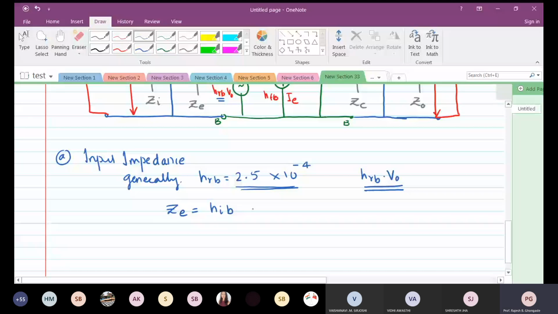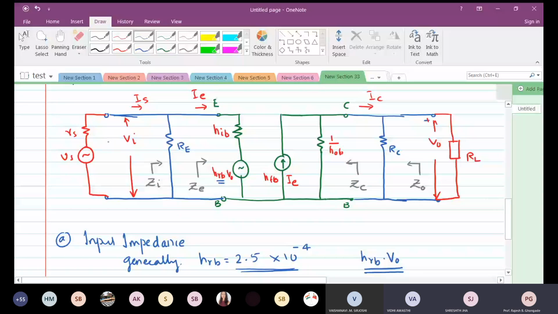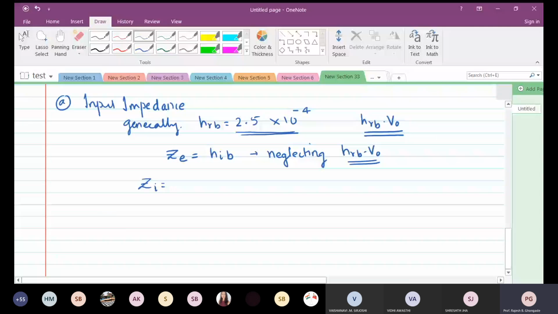Okay, neglecting HRB into VO. Why? Because HRB into VO happens to be a very small quantity. So I can ignore the effect of this HRB into VO, and my device input impedance now is simply HIB. What about the circuit input impedance? Have a look here. ZE in parallel with RE. So that is ZE parallel to RE. This is the first thing that we get here.